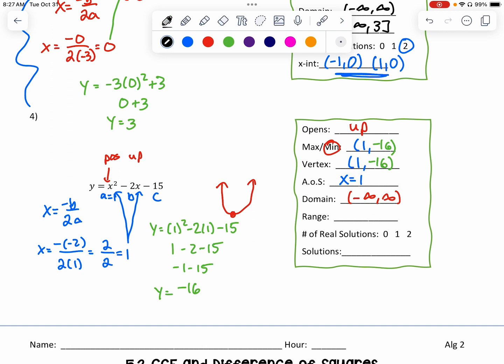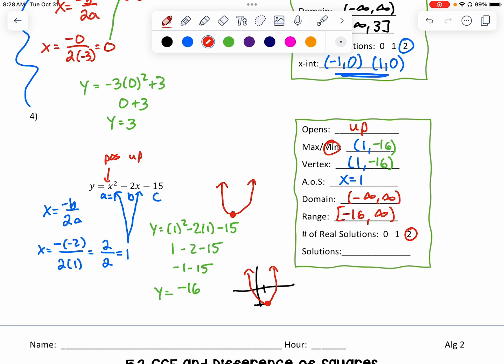So on a graph, what our parabola would look like is that (1, -16) is going to be our vertex, and it opens up, so I know it opens like this. Right away you can see that it's going to have two solutions. In the range, the lowest it went was -16, and the highest it went was infinity. Again, we don't know how to find the solutions yet, but we will.